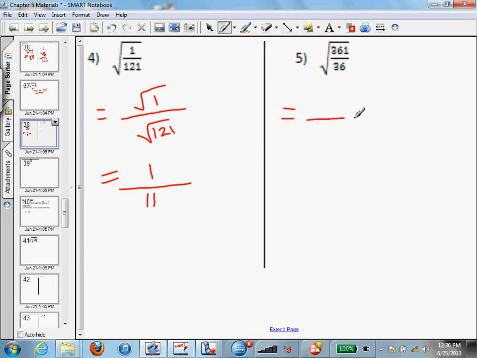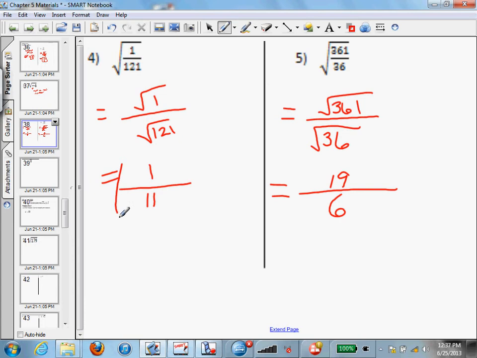Looking at number 5, let's break down that radical. So we had the radical of 361 divided by 36. Now we're going to break it into the square root of 361 divided by the square root of 36. And two numbers that multiply together that are the same number that give you 361 would be 19, because 19 squared gives you 361. And 6 times 6, like we said before, gives you 36, so taking the square root of 36 would just yield 6.